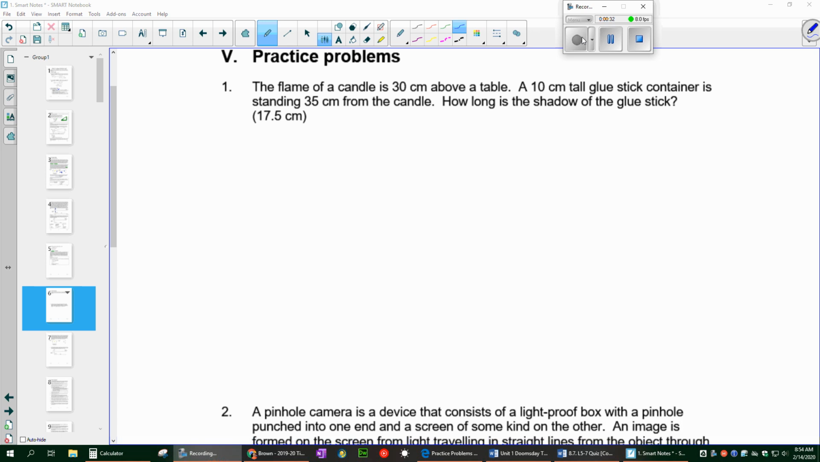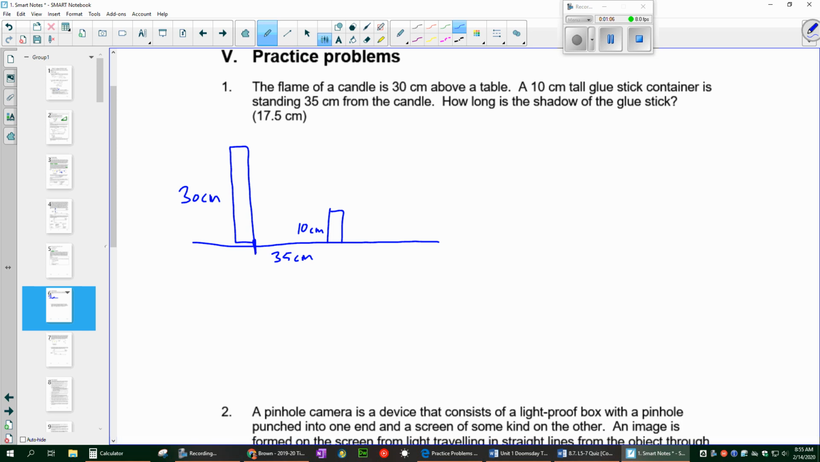is we have a candle, I'll just say it's like a stick like that, right? It's 30 centimeters above a table, so this would be 30 centimeters. We make our table. And a 10 centimeter tall glue stick is sitting there, so 10 centimeter long glue stick. And it's standing 35 centimeters, so this would be 35 centimeters between each other, right? So from like there to there. And it says, how long is the shadow of the glue stick?